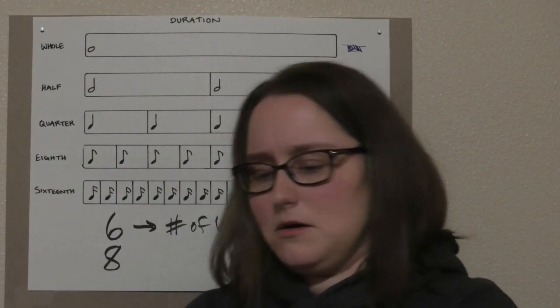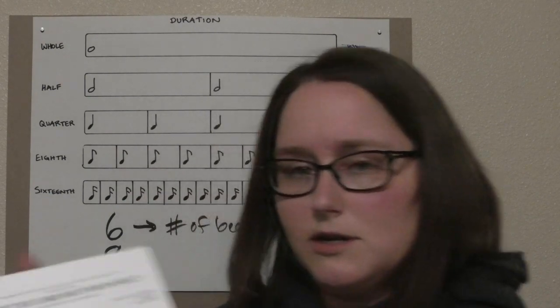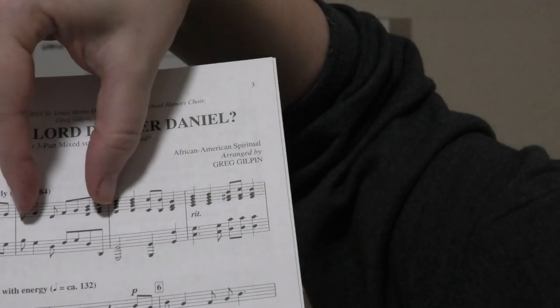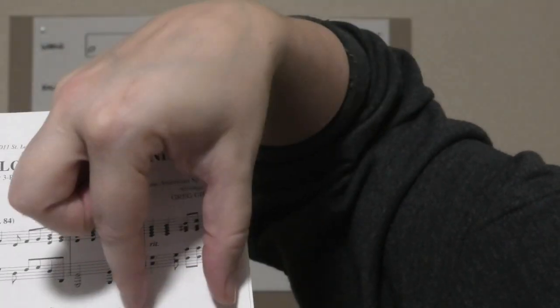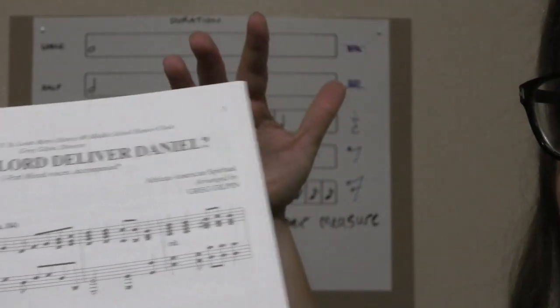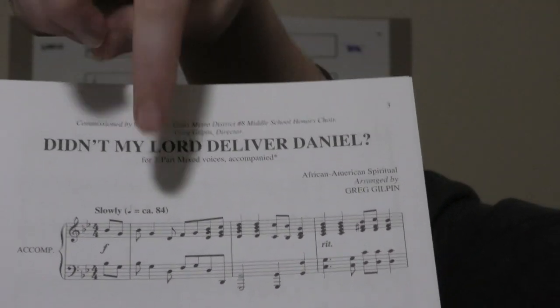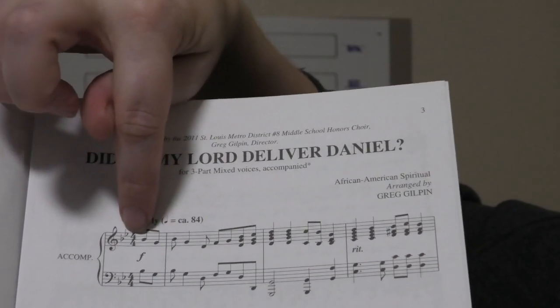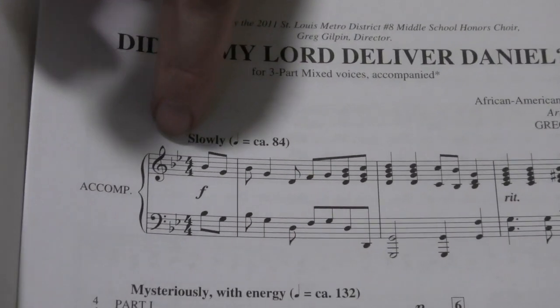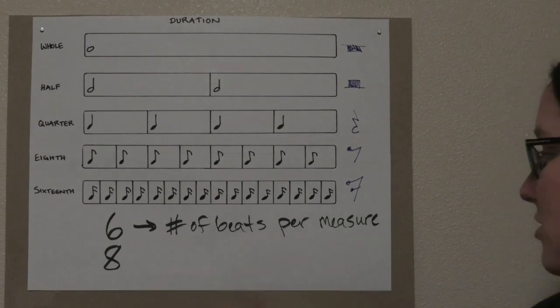Then you've got, let's see if you can see this on the screen. There we go. So you've got your measures. You've got little vertical lines that break everything up into sections. There are your measures, and in each of those you're going to get a certain number of beats. And this one, the top number is a 4, so you've got 4 beats per measure. See it? There it is. And over here, we've got 6 beats per measure, okay?